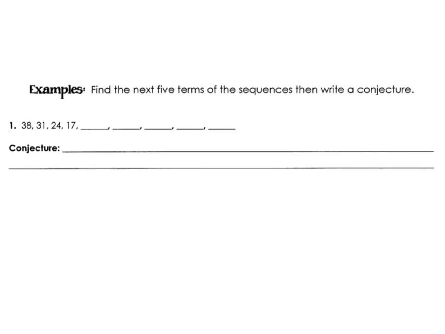So for number 1, we see that we go from 38 to 31 to 24 to 17. We're looking for a pattern here, and we see that we're subtracting 7 to get the next term, right? 38 minus 7 is going to give us 31. 31 minus 7 is going to give us 24. 24 minus 7 is going to give us 17. So in order to find the next 5 terms, we want to keep subtracting 7.